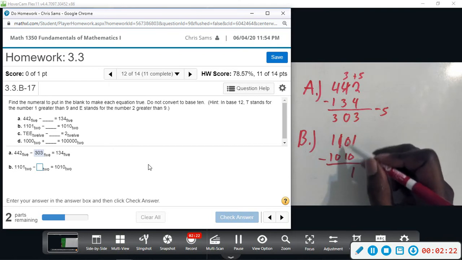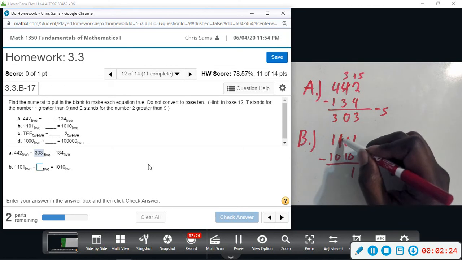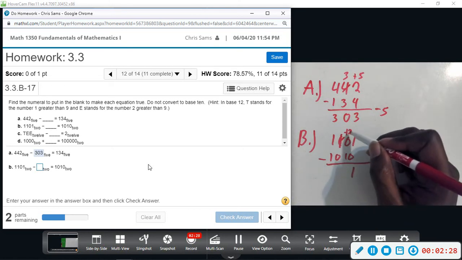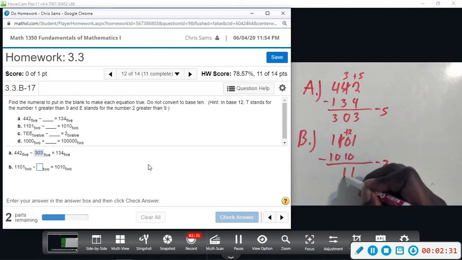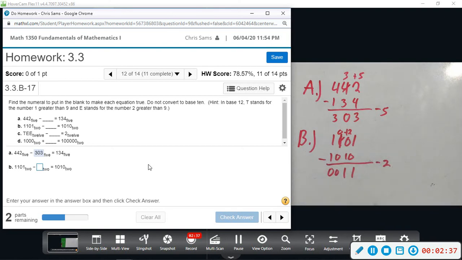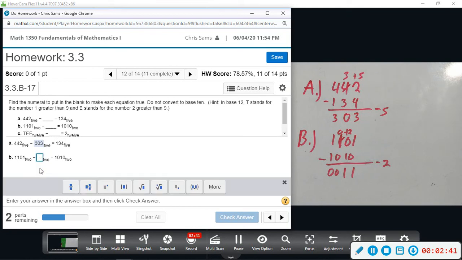So in this column, 0, we can't take away 1, so we have to borrow. We would carry over a 2 this time because we're in base 2. So 2 minus 1 gives us 1. This is 0 left, so 0 minus 0 and 0. So we just end up with 11 in base 2, subtracting these two numbers.